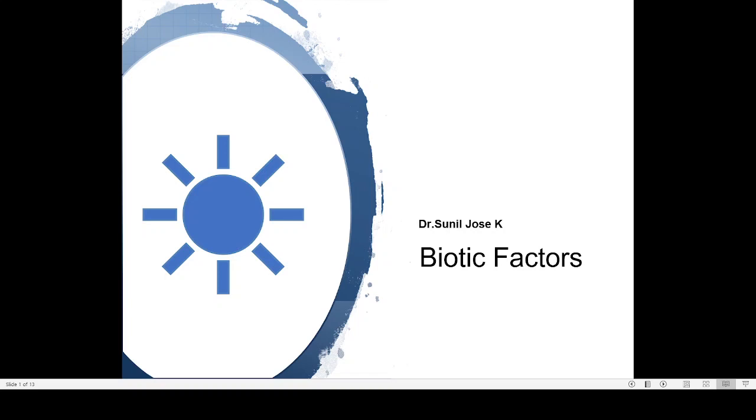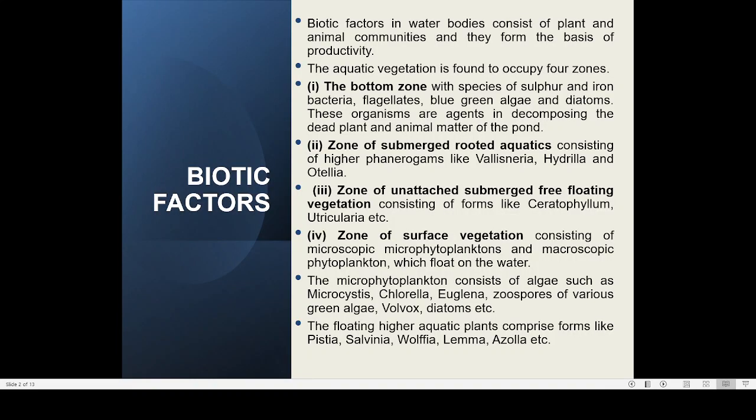Biotic means concerned with the living organisms like plants or animals. How this presence of plants or presence of other animals will be influencing the productivity of an aquacultural pond. So these are the points that will be mentioned in this area.